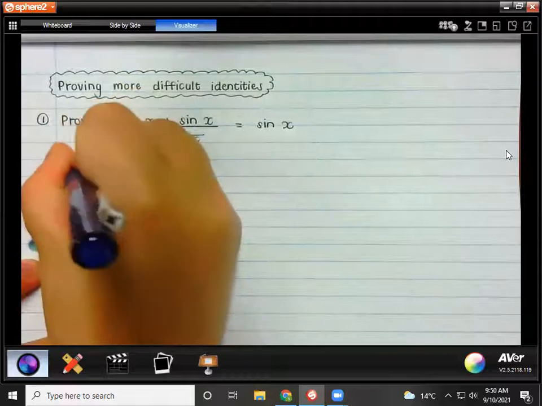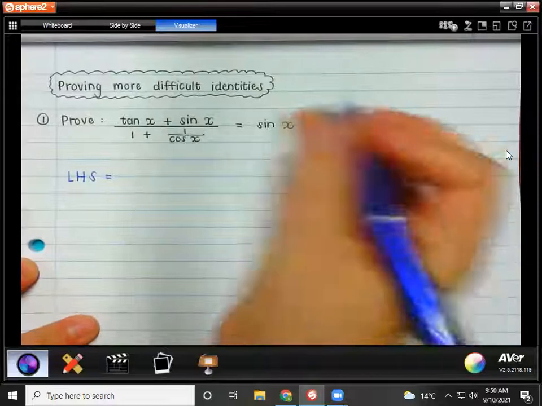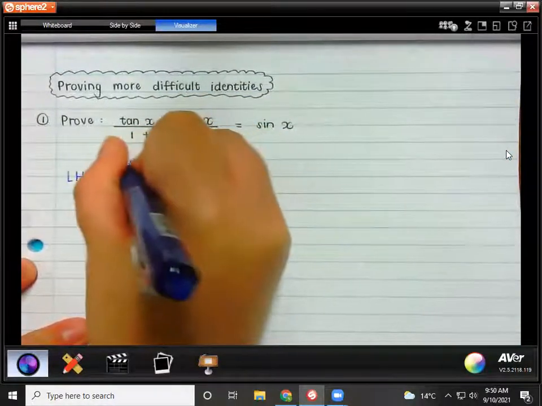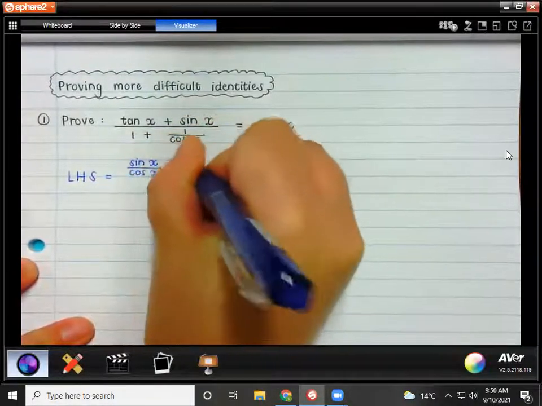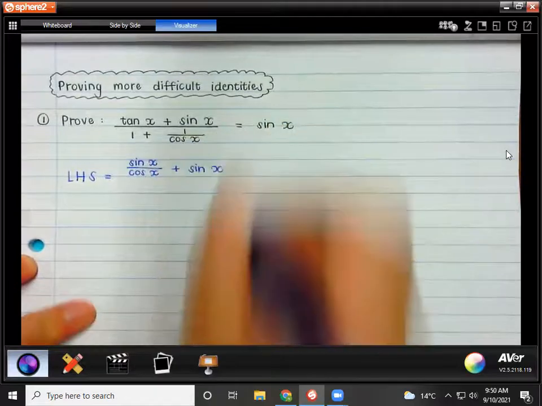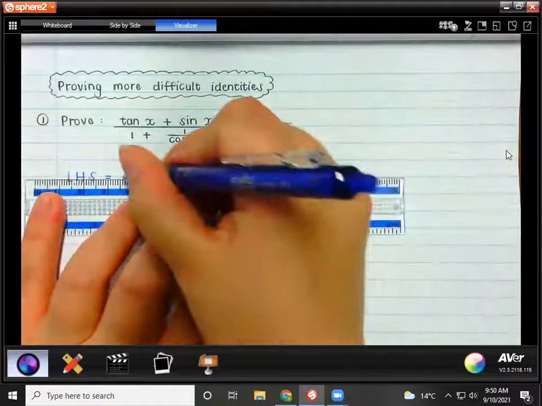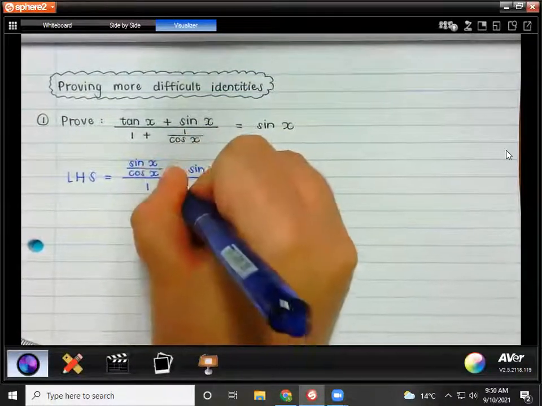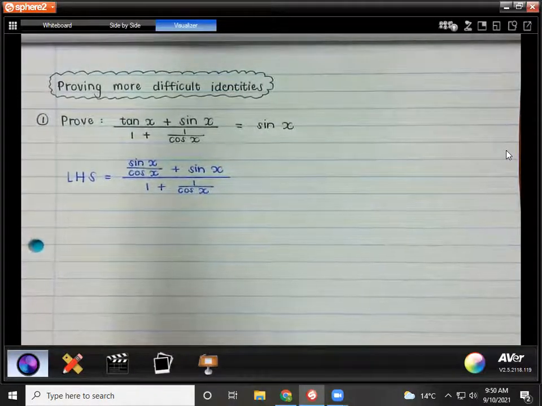And what is the first thing that we notice there? We have a tan, right? So let's change that to sin x over cos x straight away. And then we'll see what we can do after that. We can't really change anything else at this point, except for that tan. So we have 1 plus 1 over cos x in the denominator.